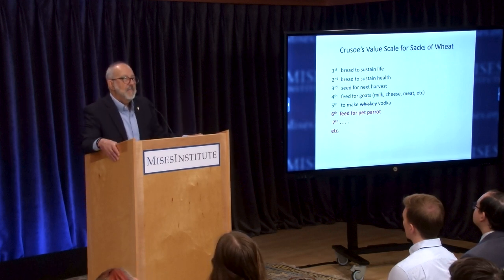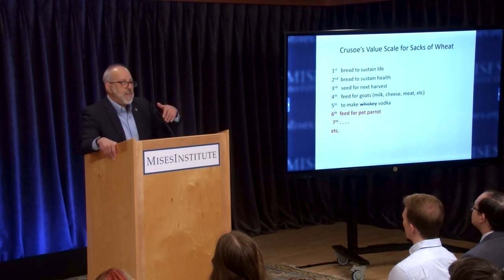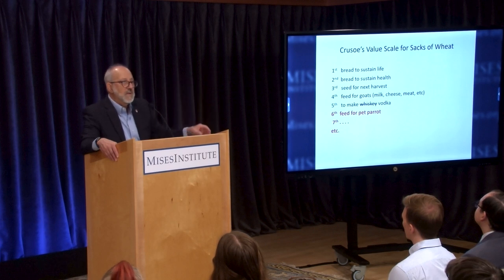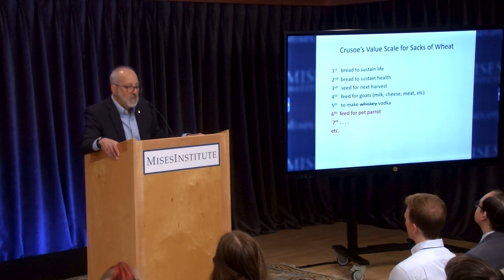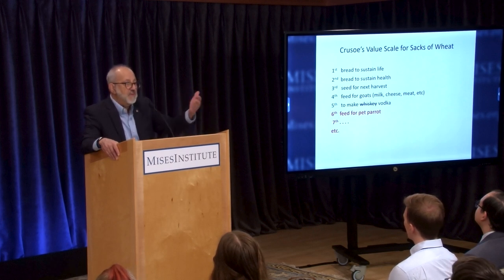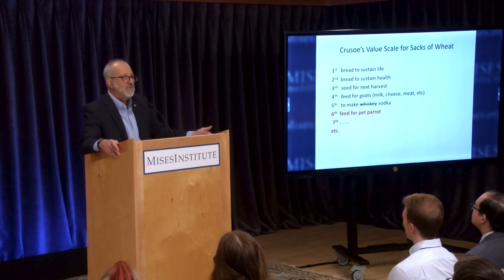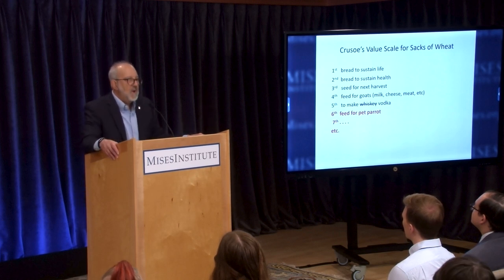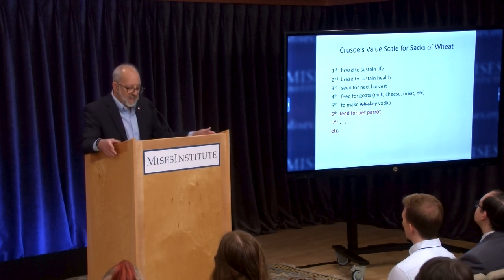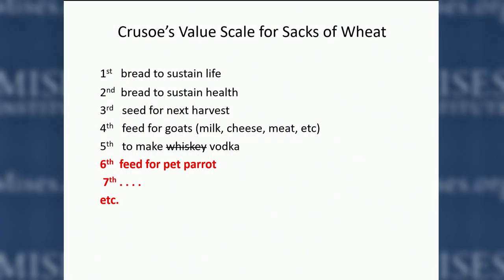He said, if, let's say, vermin, rats, break into where he's storing the wheat, and they consume the third sack of wheat, how does Robinson Crusoe react to that? Does he give up the seed for the next harvest? Does he not harvest? Of course not. Okay. What he gives up is the fifth end. He stops making vodka, he doesn't make the vodka. So that is the marginal utility.